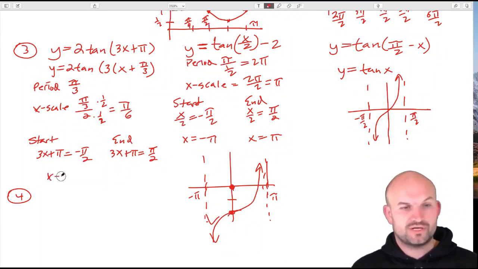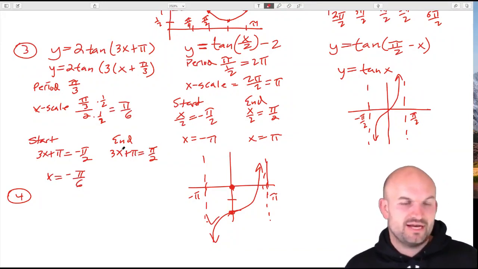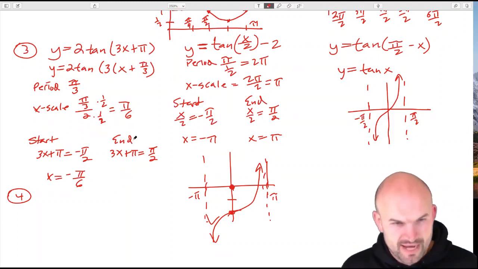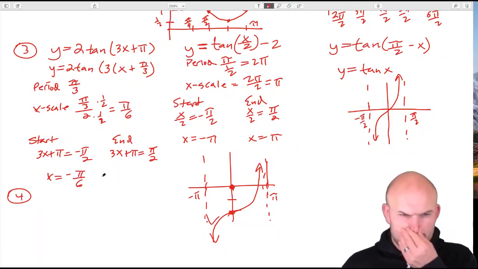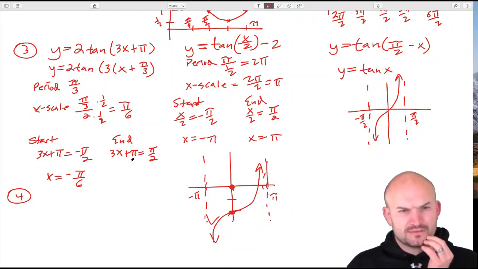So you guys can do your work to verify. Here, if I add pi, that's going to give me a 3 pi over 2, and if I divide by 3, that would give me a 3 pi over 6, which would give me a pi halves, which I'm, no, wait, I'm subtracting. That's right.